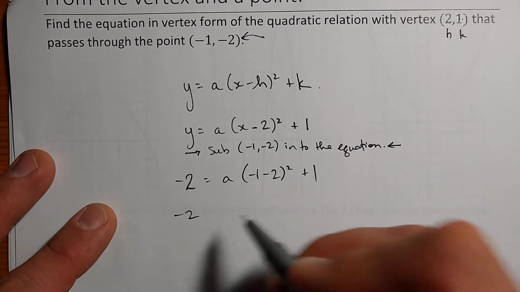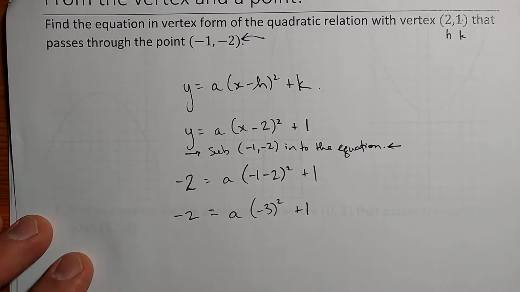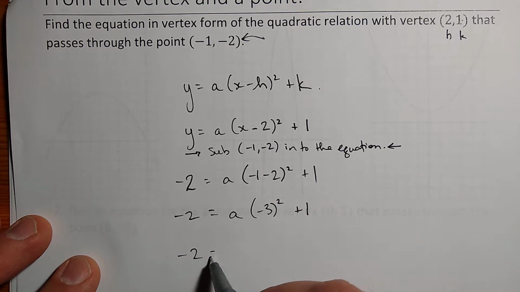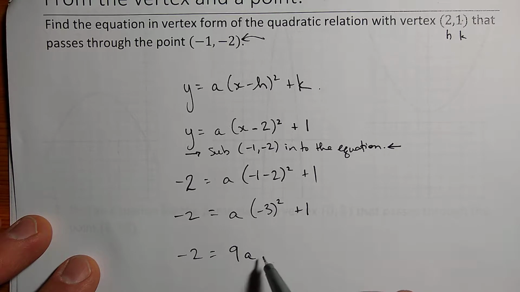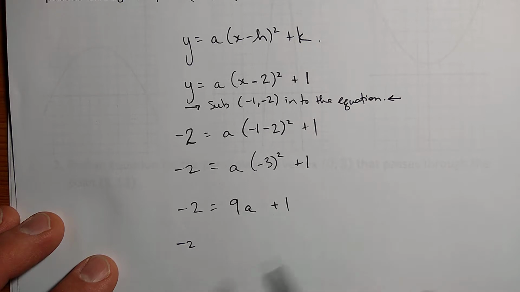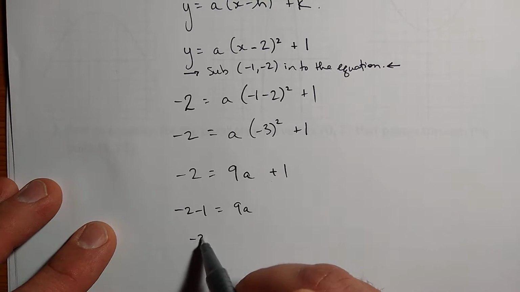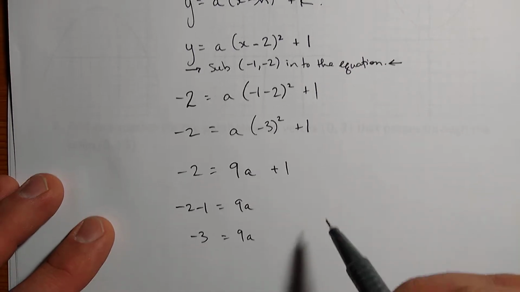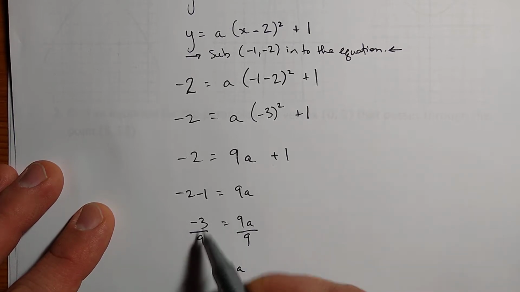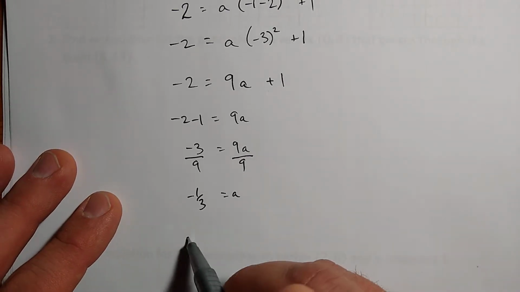So let's simplify. I'm going to square this value here. It's a -3. When it is squared, it will become +9. Let me just continue rearranging. I think I'm going to bring this +1, subtract it from both sides. Leaves me with -3 equals 9a. Dividing both sides by 9, I get that a must be equal to -3/9, or I would prefer to write that as -1/3.